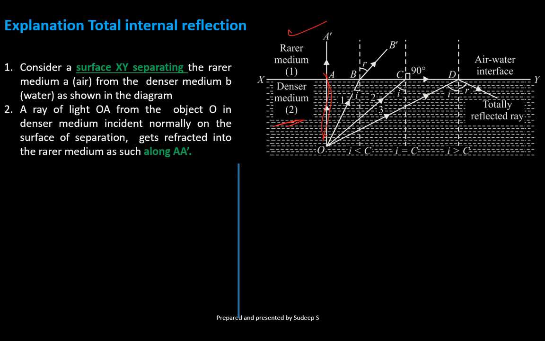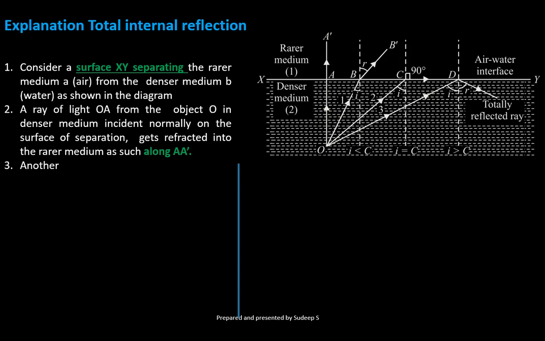Okay, the ray of light is coming from object O, in the denser medium, incident normally on the surface of separation, gets refracted into the rarer medium as such along A and A dash. Now, if I ask you what is the angle of incidence and angle of refraction, in this case, the angle of incidence is equal to the angle of refraction, which is equal to 0 degree. Okay?